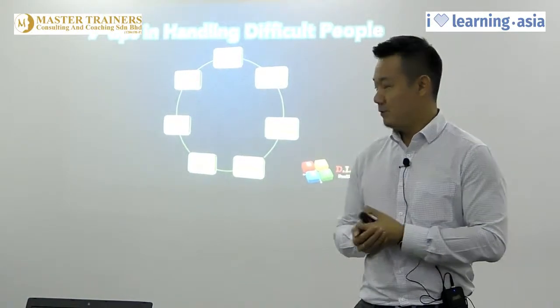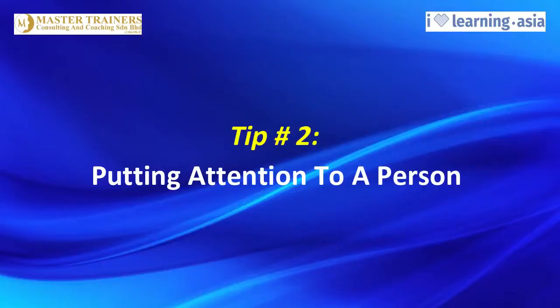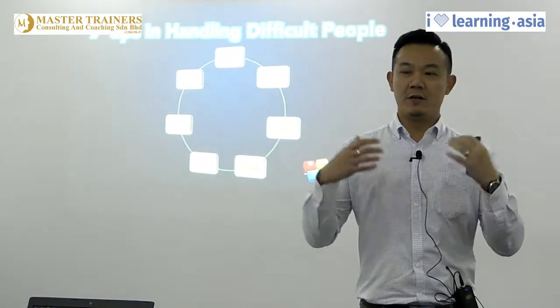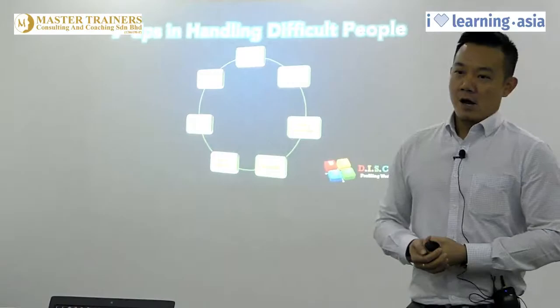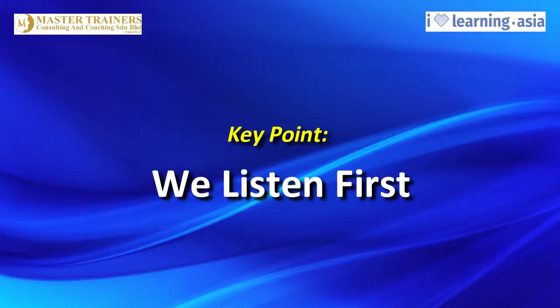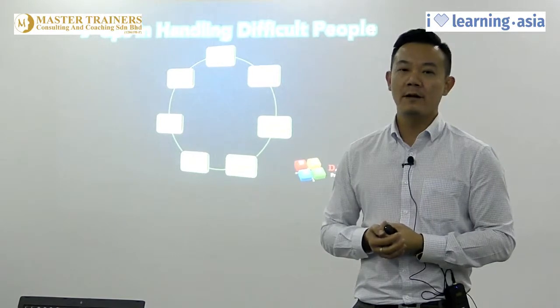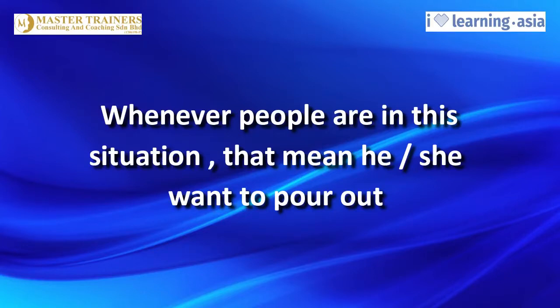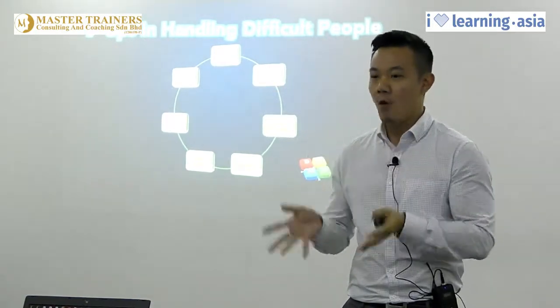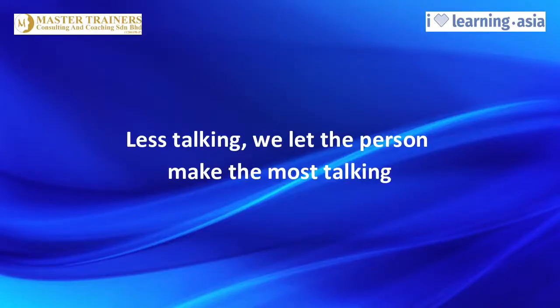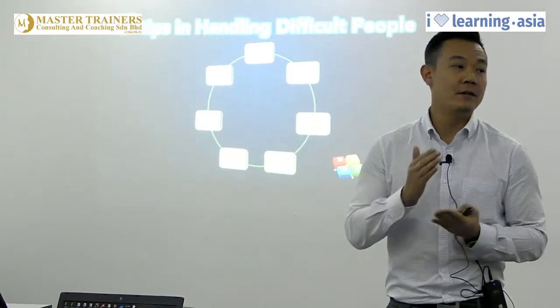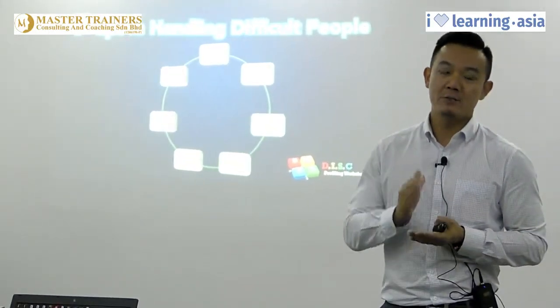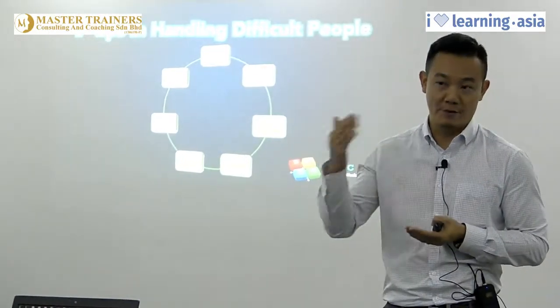Tip number 2 is putting attention on the person. When a person is in a difficult situation and is trying to make noise, what we need to do is listen first. We listen, we focus on what his problem is. Whenever people are in this situation, it means they want to pour out, they want to tell you. So in this moment, let's do the least talking. We let the person do the most talking so that we can identify and gather the information as well. Gather as much as possible so that we can react later on.